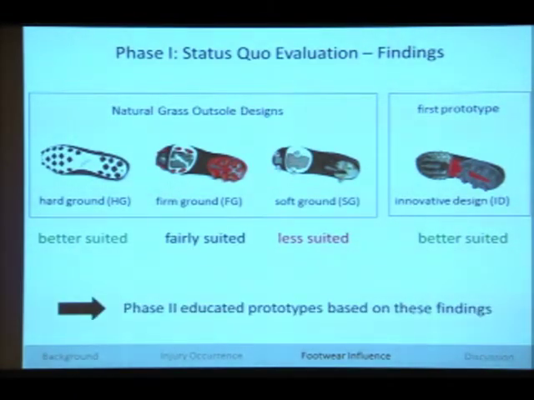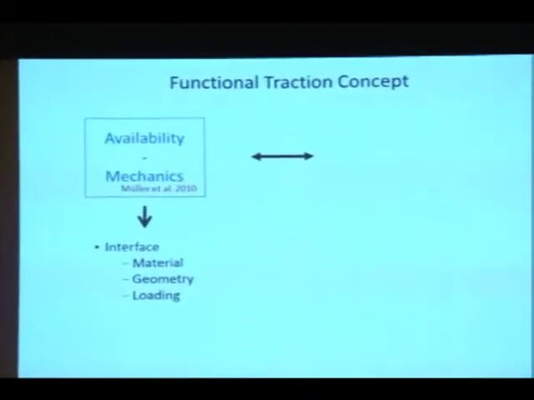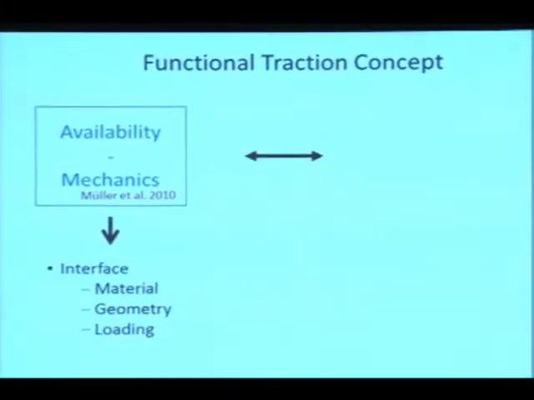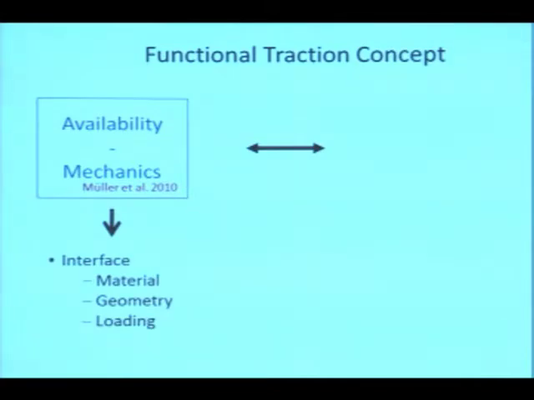So based on those findings, we could go on with phase 2, having educated prototypes based on the knowledge we found out. What I would like to draw your attention to is what I've already touched on, the difference between mechanical and biomechanical traction. So we are talking about mechanical or mechanics as the availability of traction. Mechanics can show us the potential availability of traction, and it's basically due to interface characteristics like material, geometry, and loading.